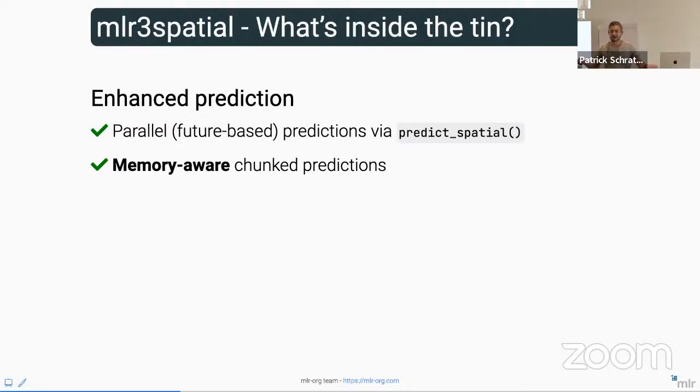Of course, it's better and faster the more prediction values you put into one chunk, because then you don't have too much splitting. But this is something that is available via the predict spatial function here.